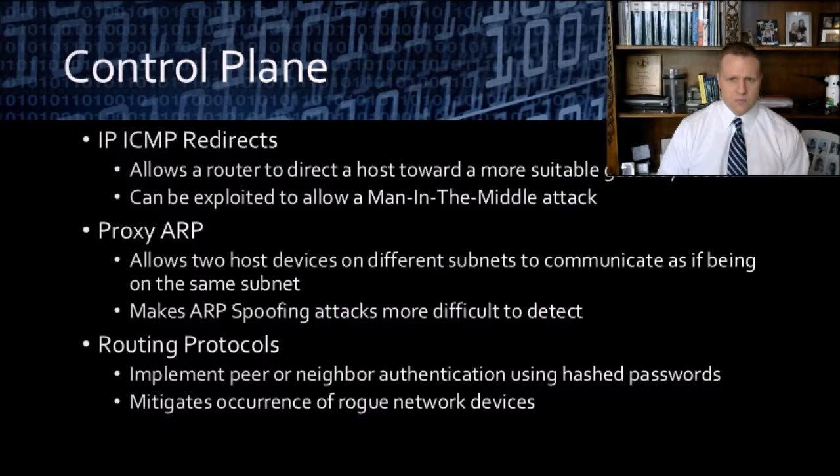spoofing attacks more difficult. Rounding out this section is just a word on routing protocols. Routing protocols, including first hop redundancy protocols such as HSRP, should implement a peer or neighbor authentication process using complex hash passwords in order to mitigate the occurrence of rogue network devices such as rogue routers.